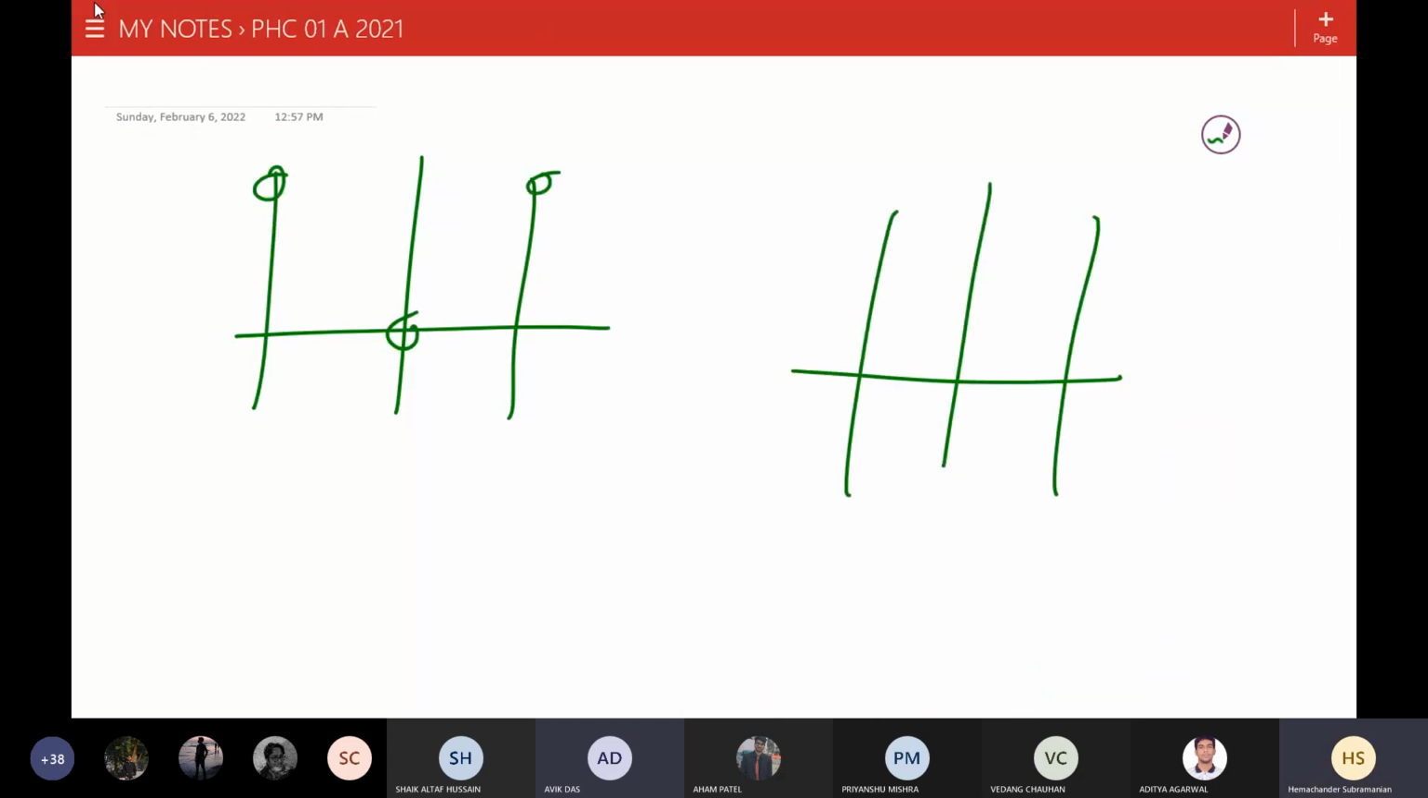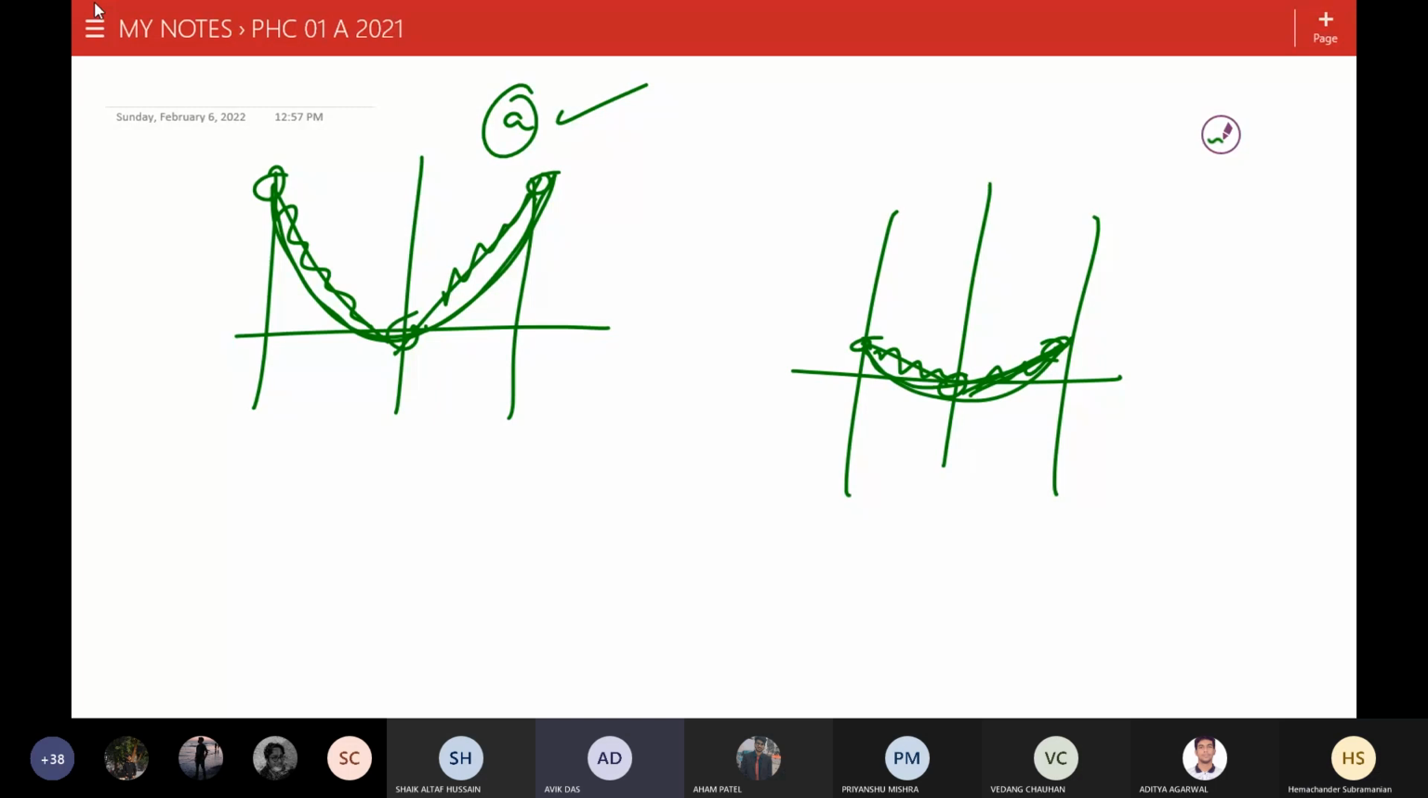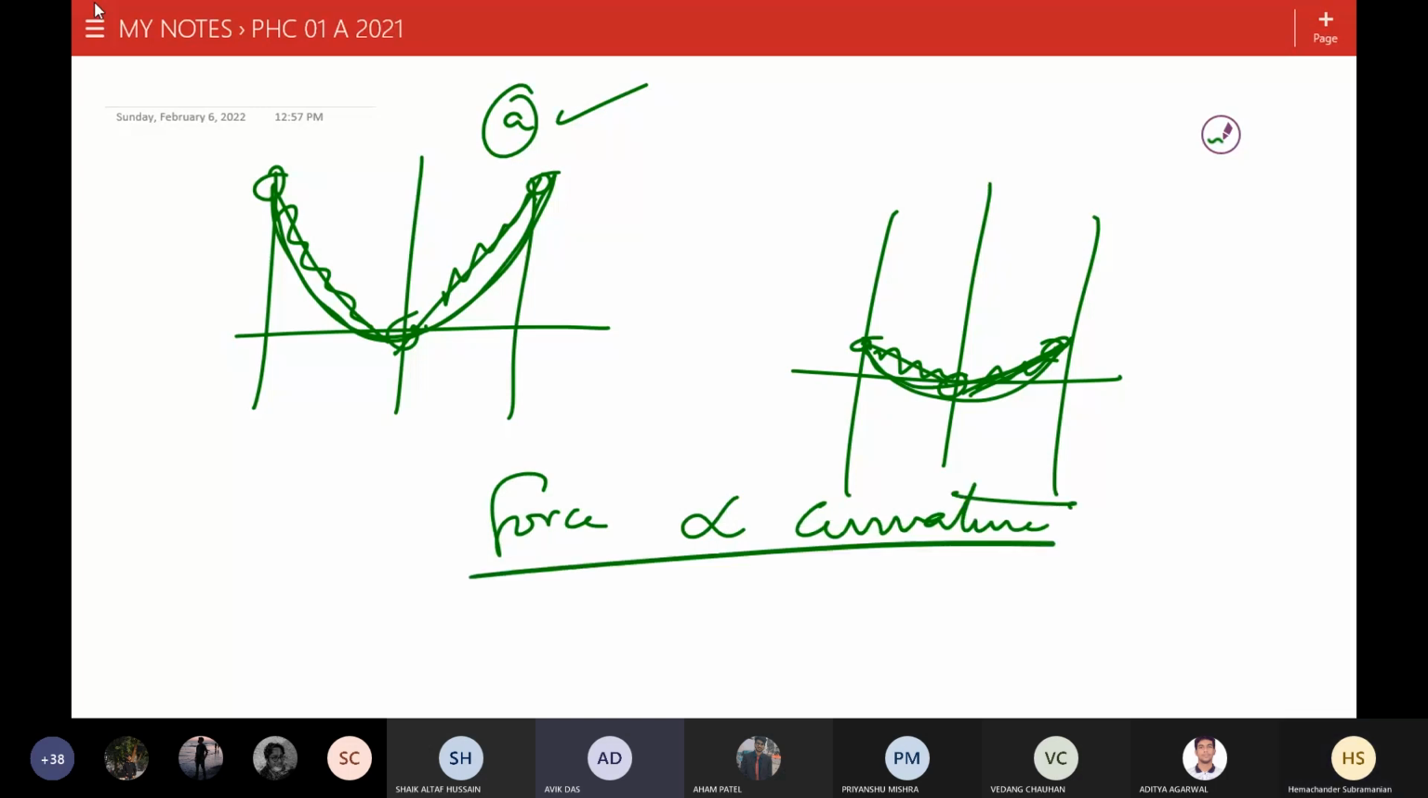Let's say you have particles here. Which one will have more force? The first one, obviously. Yeah, the first one will have more force because it's highly curved. This one is not too curved. So force is proportional to curvature, right?